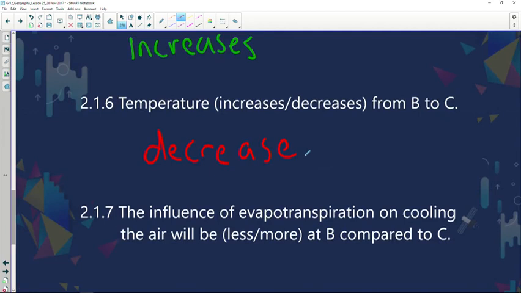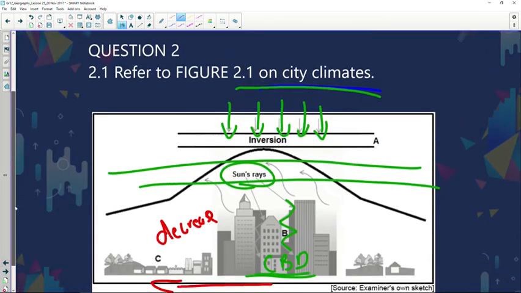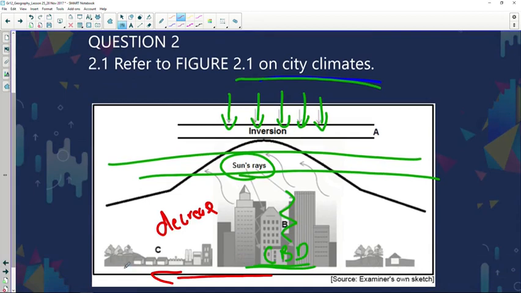Now, the influence of evapotranspiration on cooling the air will be less or more at B compared to C. It will be less, definitely less. If you compare B with C, evapotranspiration will be much more at C, because there's more vegetation cover than in B, and there are more open water surfaces at C than in B.